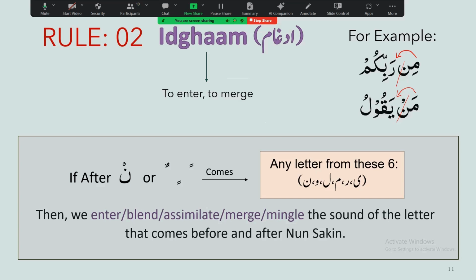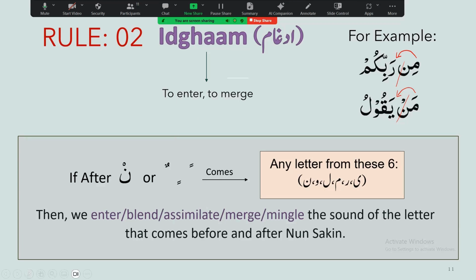assimilate or blend the sound of the letter which comes before and after Nun Sakin or Tanween. And we skip the sound of noon from between them, right? And we say mir rabbikum rather than min rabbikum.